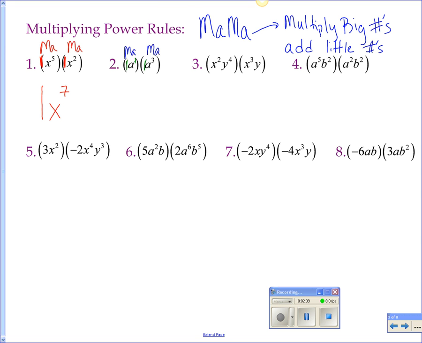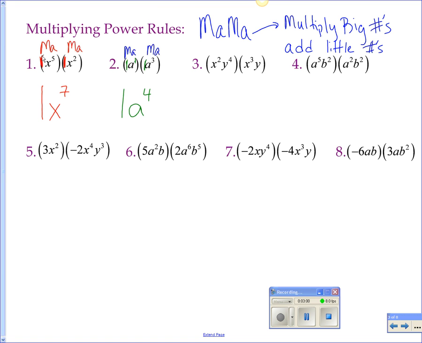Okay, so what am I doing with the big ones in front? Multiplying. What's 1 times 1? 1. Then what do I have to put beside the 1? An A, very good. And what do I do with the 1 and the 3? Add them, and 1 plus 3 is 4. Okay?